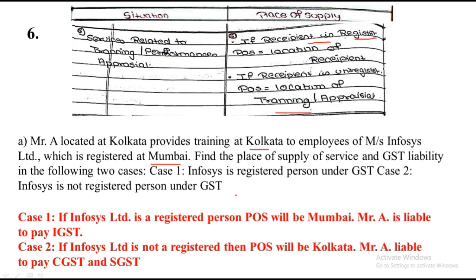So there are two cases. First one, if Infosys is registered, your place of supply will be Mumbai, and if it is not registered, then the place of supply will be Kolkata. Okay, very important example. Okay, I hope everyone has understood up to this point.